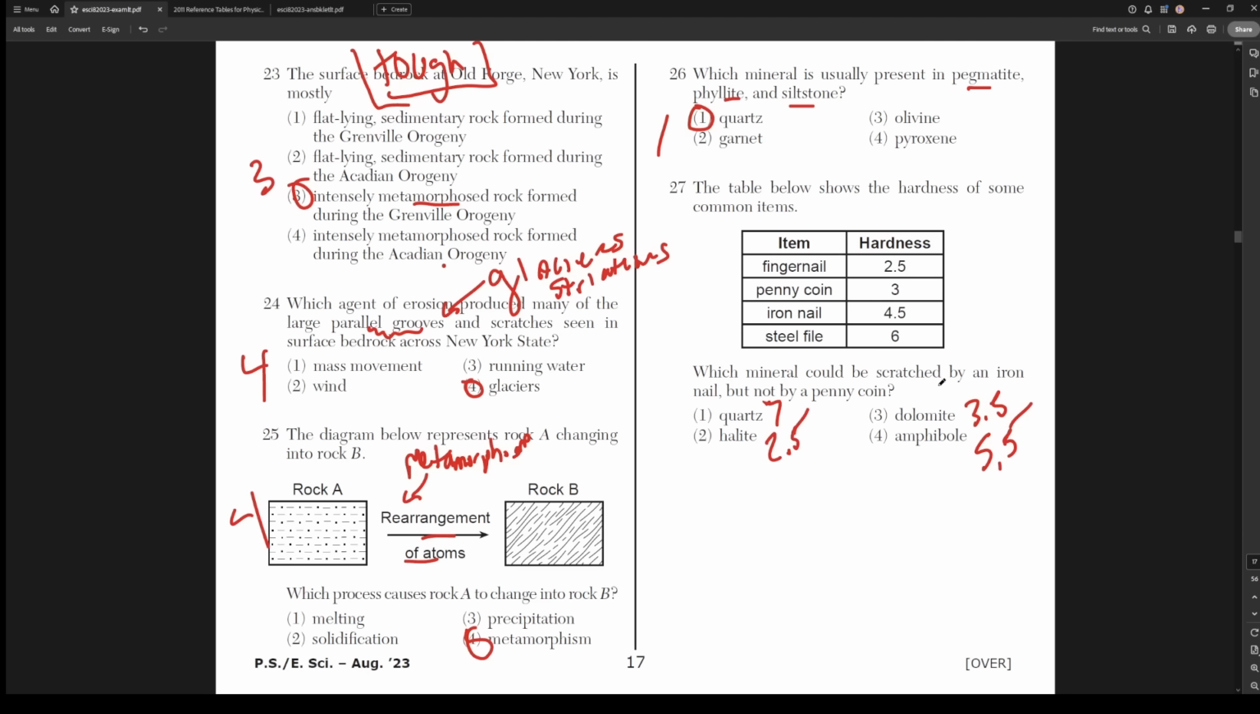So which mineral could be scratched by an iron nail? So that's out at 5.5, and quartz at 7 is out. Now we're between the remaining ones, but not scratched by a penny, which is 3. Dolomite can't be scratched by a penny. Halite could, so that's out, so it's 3. That's how I would tackle that.